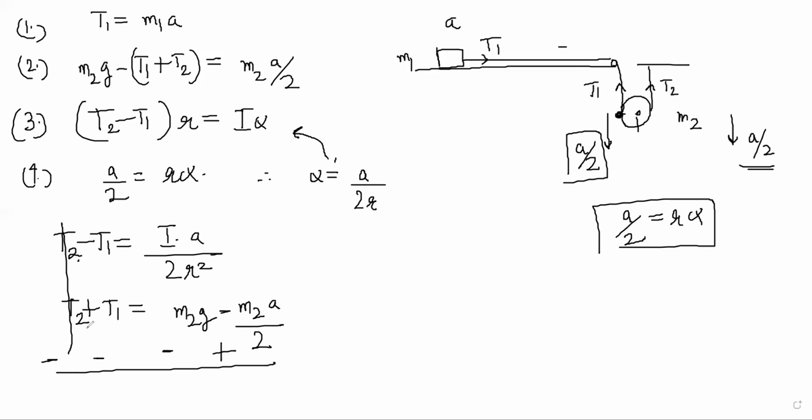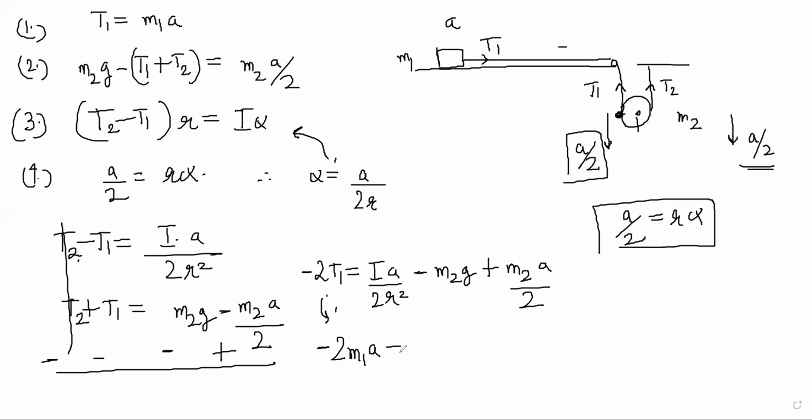So you cancel T2 and you get minus 2T1 here is equal to IA by 2R square minus M2G plus M2A by 2, right? And this is basically minus 2M1A, right? Is equal to IA by 2R square minus M2G plus M2A by 2, right? Now you have value of M1 is 1, I by 2R square and all. Now you have to put the values, okay? So let's put the values.